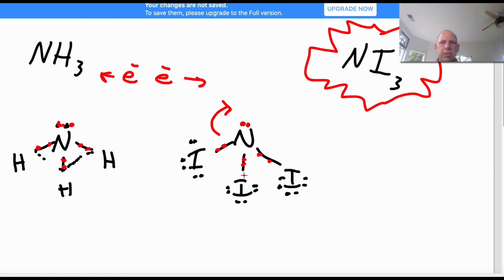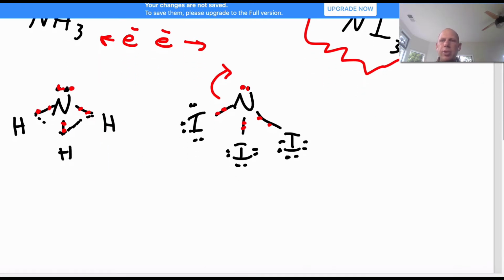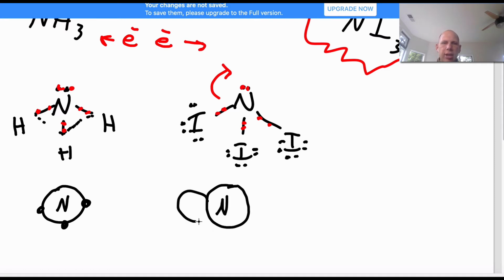Well, what's the difference here? These H's are really, really tiny. So if I drew this according to the shape, if this is the N, these are the little H's. Now, if I drew this one according to the shape, there's the N, and these are the I's. So if you notice here, these I's are closer to one another than those H's.